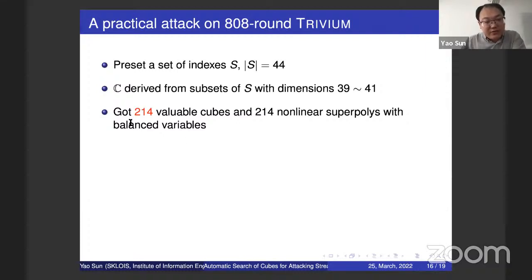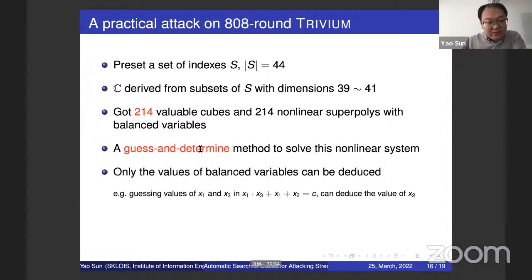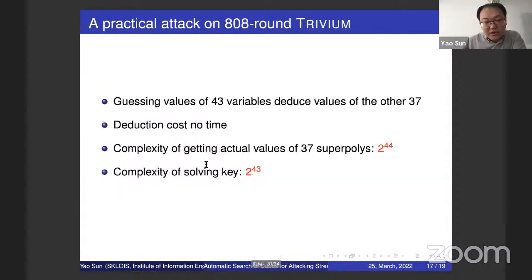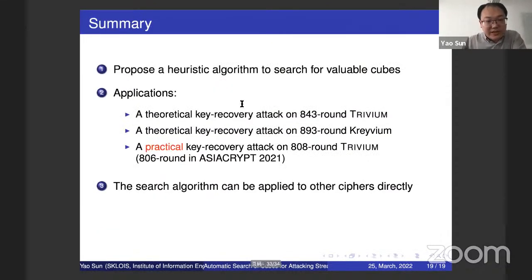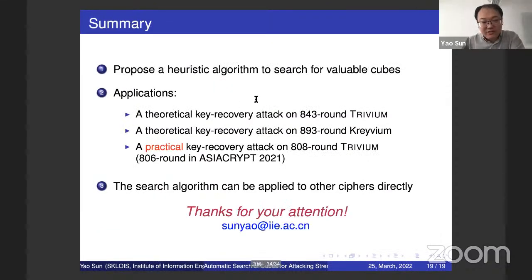And we also propose a practical attack against the Trivium by finding more superpolys with balanced variables. And initially, we got about 200 valuable cubes, and we used the guess and determine method to solve the system. And all the computation can be done practically. Here are the details about the valuable cubes. And okay, that's all. Thanks for your attention.